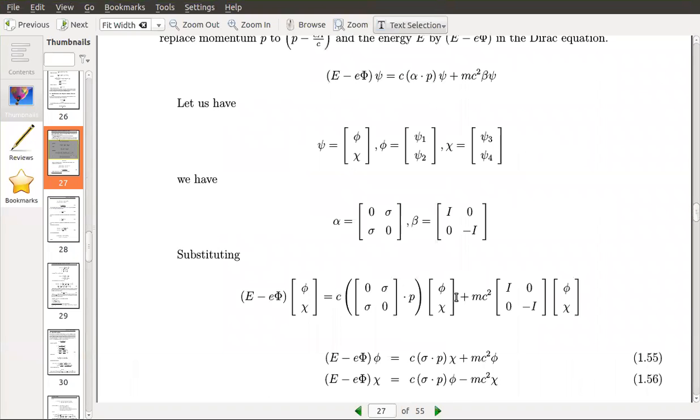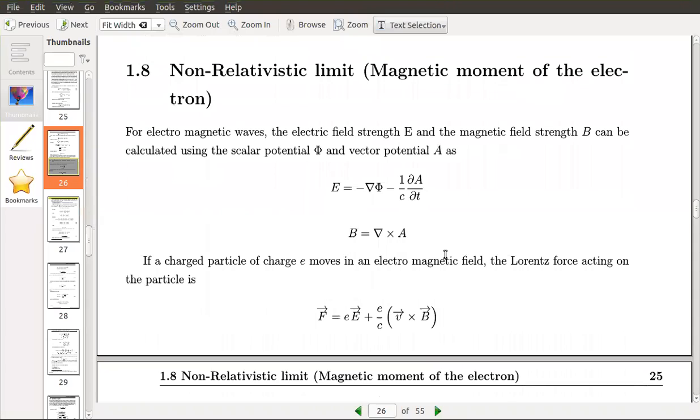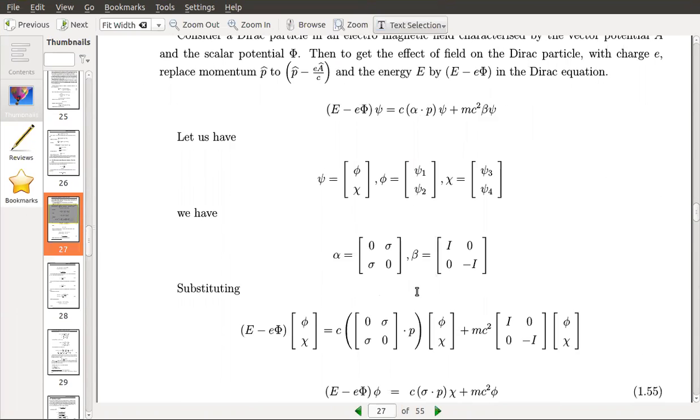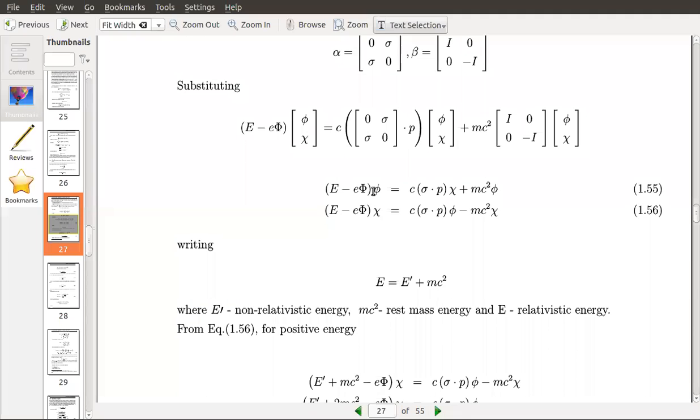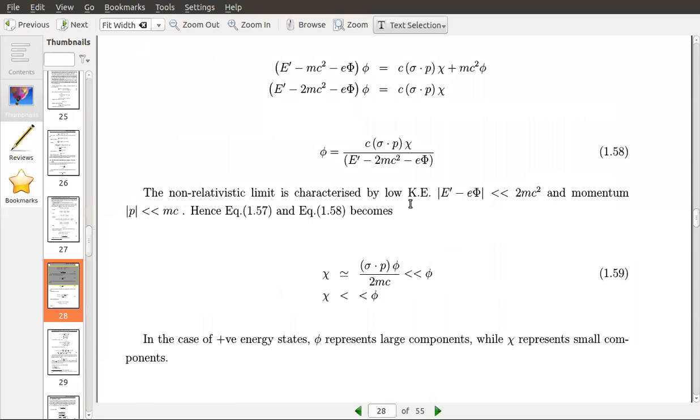Okay. So in the last class, we discussed the non-relativistic limit of Dirac particles. From that, we can see that the magnetic moment of the electron automatically emerges. So this is the electric field in terms of the scalar potential and the magnetic field in terms of the vector potential. Those are the representatives of electric and magnetic fields. Then we discussed the Dirac equation. And I think we have reached here.